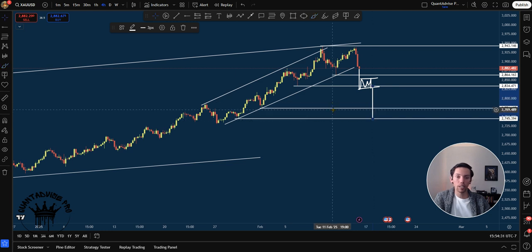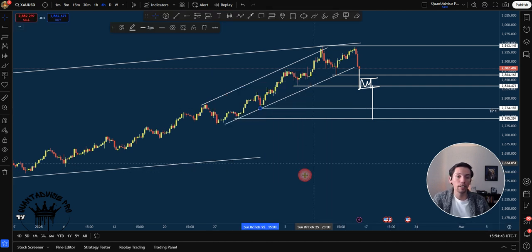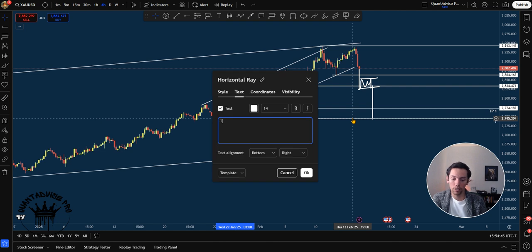And then once I see it giving us that correction, more than likely, I would leave this one as a pit stop, as a conservative take profit. So this would be take profit 1 for me, and then this one would be take profit 2.